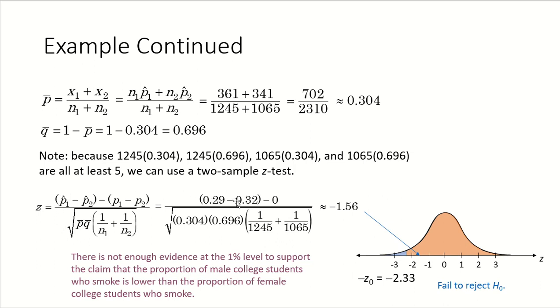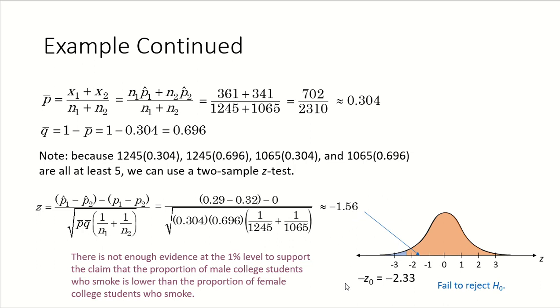We have the proportions, 0.29 minus 0.32. Again, this is 0. These are the population proportions, which we assume the difference between them will be 0 as the null hypothesis. And the denominator, our standard error, which is this portion here. Our pooled proportion, 0.304 times its converse, 0.696, goes there. And we multiply that by the sum of these two things, 1 over sample size 1, 1 over sample size 2. And when we do the math, we come out to a negative 1.56.